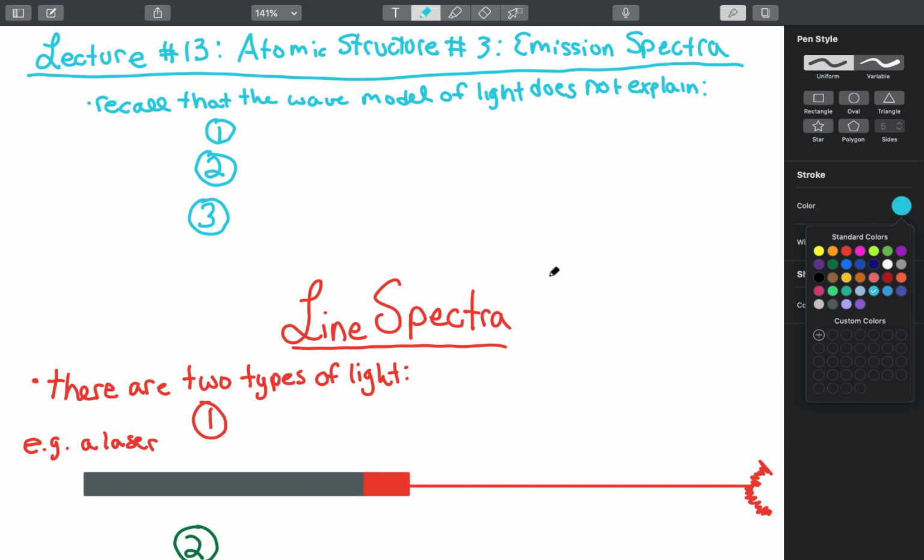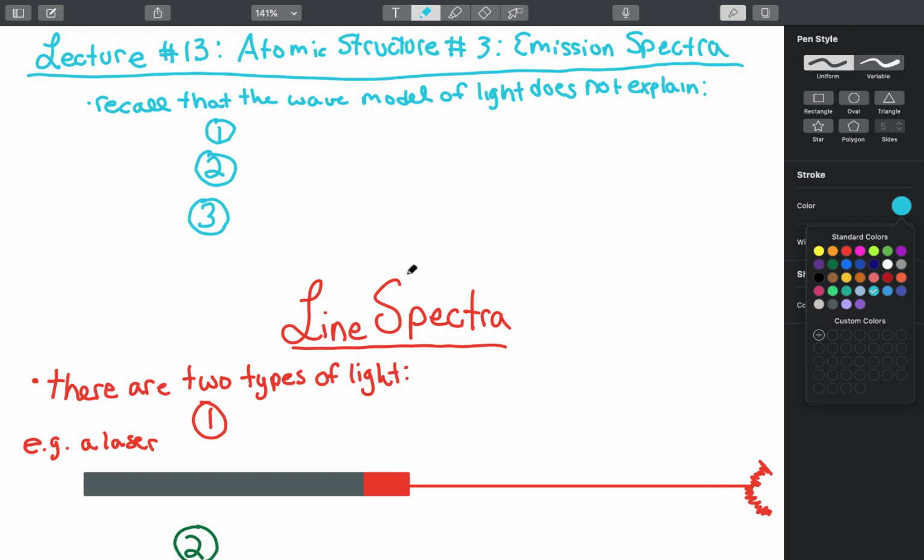So today we're going to be talking about our third topic in atomic structure called emission spectra. So this is lecture number 3 associated with the atomic structure. So in this lecture we're going to, as I said, be talking a lot about emission spectra. So with that, let's begin.